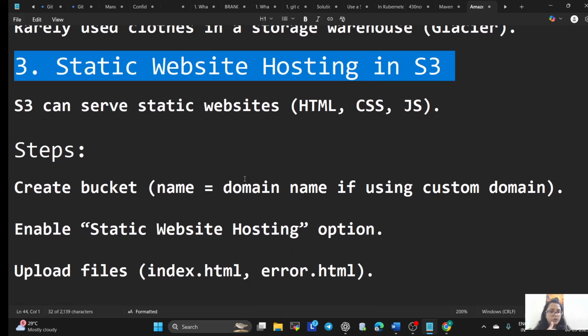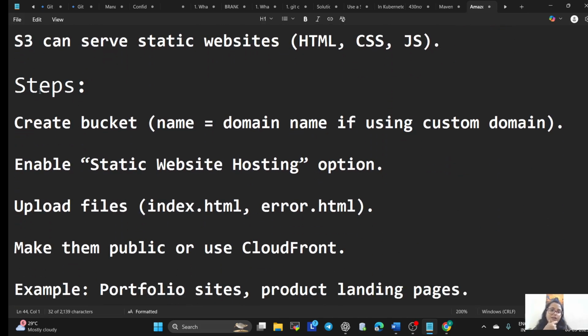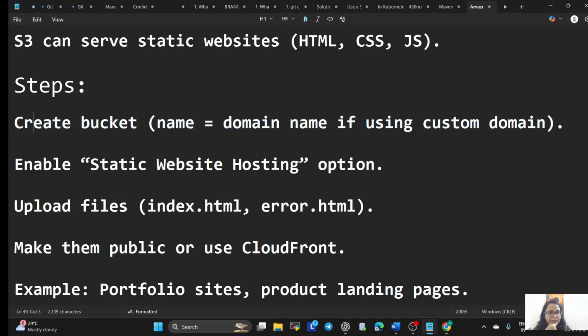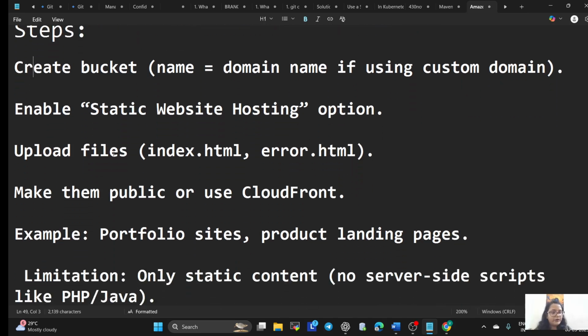So how will we do it? See the steps. First thing, you have to go to your Amazon account. There we have to click create bucket. It will ask for a name, then domain name if you are using a custom one. Tomorrow I'll show you the practical, okay? Then you have to enable static website hosting, an option you will get inside the bucket. Then upload your files. It doesn't matter which kind of file, like index.html or error.html.